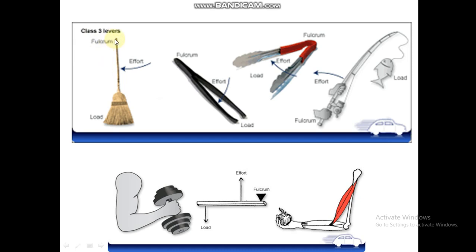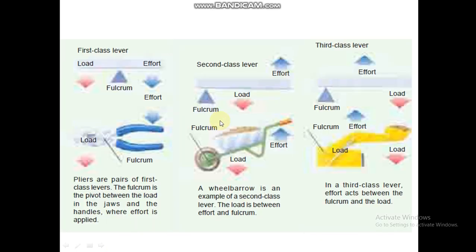the fulcrum point is here, you apply the effort here, and the load is here. So effort is between fulcrum and load. Or in this diagram, fulcrum is here, effort you apply here, and load is here. And when you pick up a dumbbell, this is your load, here you apply the effort, and this is your fulcrum. So the fulcrum is not at the center, but effort is between the fulcrum and the load. This is called the third type of lever.